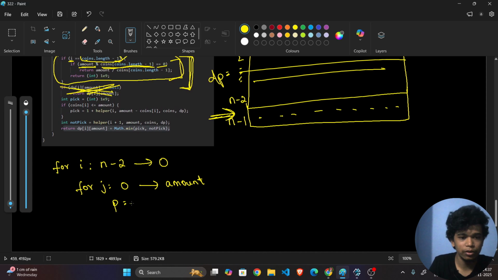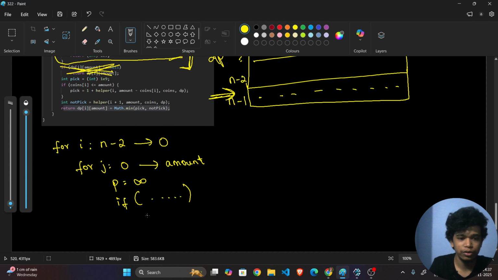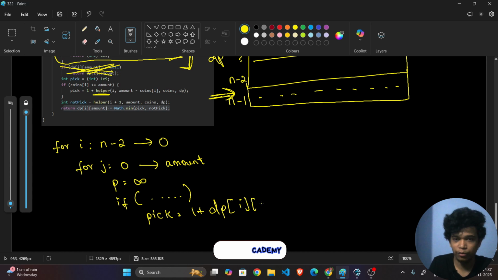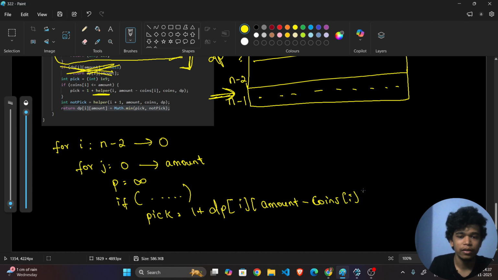So pick is equal to infinity. Okay. Now if my coin, so this statement is here. Now what should I do? Pick is equal to 1 plus helper, which is going to be the recursion function. Whenever there's a recursion function, put a DP of I as one of the varying parameters, and another varying parameter is what? Amount minus coins of I. That's it. Can you understand this?